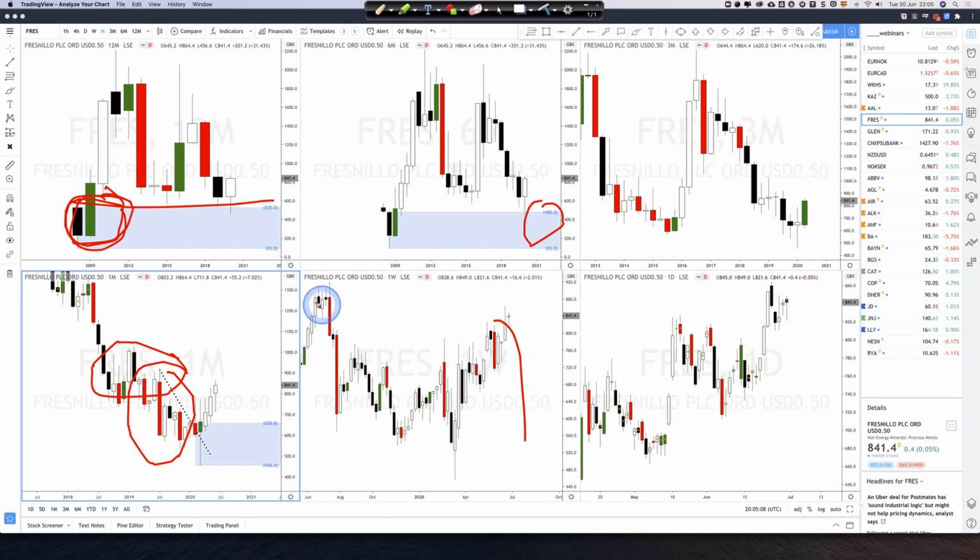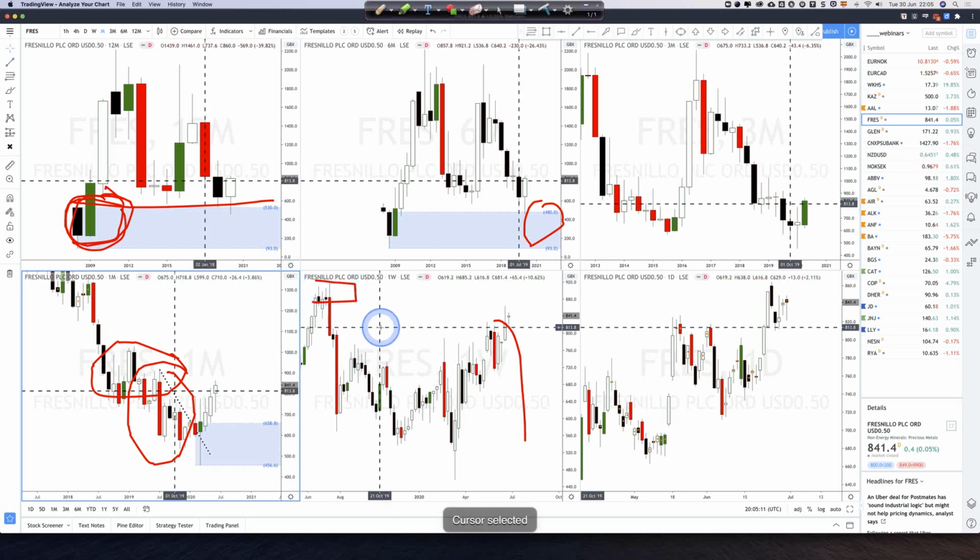So these areas potentially, probably that's an area of supply on the weekly.